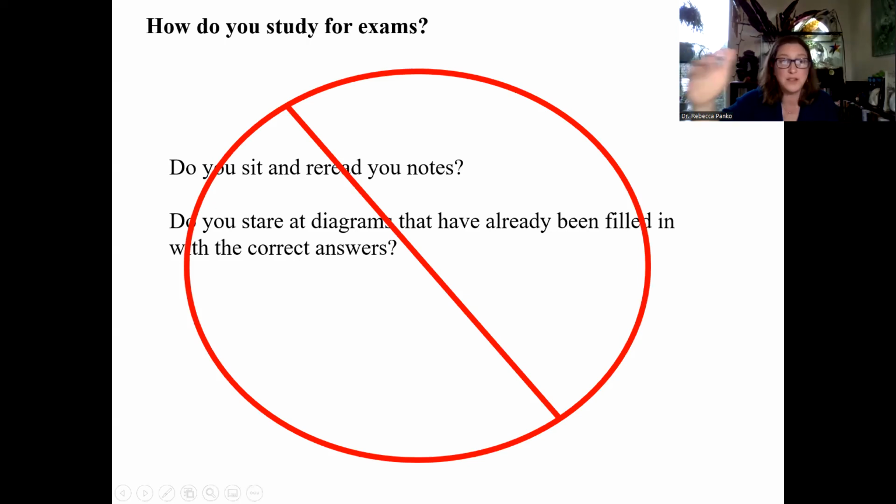Take-home message: don't do this. Don't sit and reread your notes. Don't stare at diagrams that are already filled in. That doesn't work. At least it didn't work for me. Maybe it works for you, but it doesn't work.